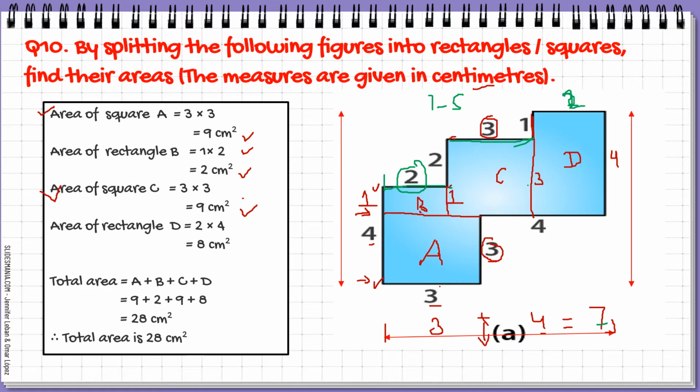So now for this rectangle, I have the breadth and also the length, so I can find the area. So it is 2 into 4, right? Area of rectangle D is 2 into 4, which is equal to 8 centimeters square. Now all you have to do is find the total area, means add the areas of A, B, C and D, and we get the total as 9 plus 2 plus 9 plus 8, which is 28 centimeters square. Easy, no?